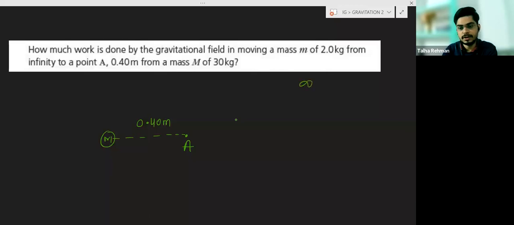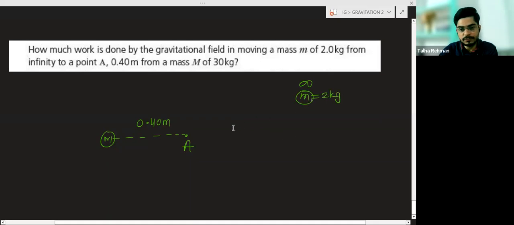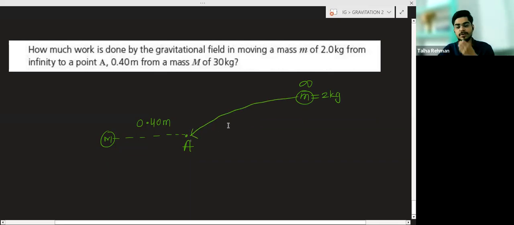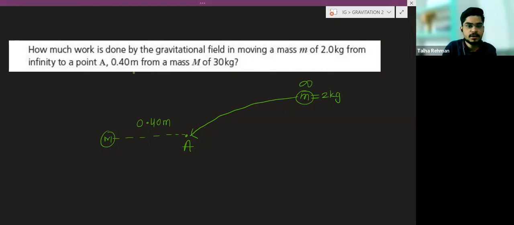This is infinity, and here at infinity a mass of 2 kg is placed. They are saying to carry this mass from infinity to point A, how much work will the gravitational field do? How much work is done by the gravitational field in moving a mass m of 2 kg from infinity to point A? So very easy.